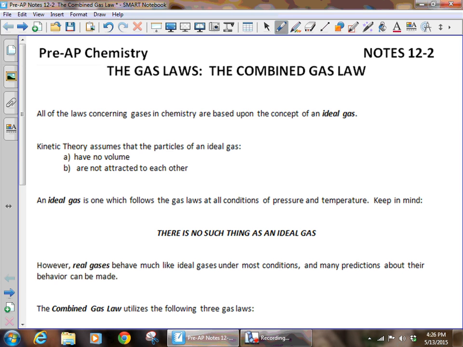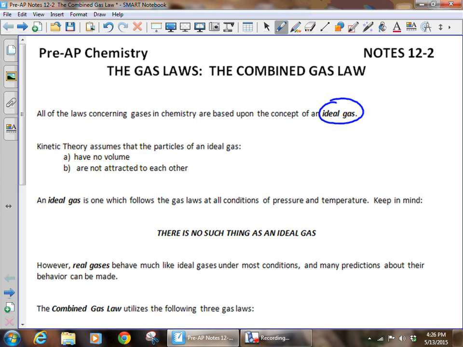Today we're going to talk about the combined gas law. The combined gas law is one of the laws that concern gases in chemistry that is based upon the concept of an ideal gas. Now, what is an ideal gas?